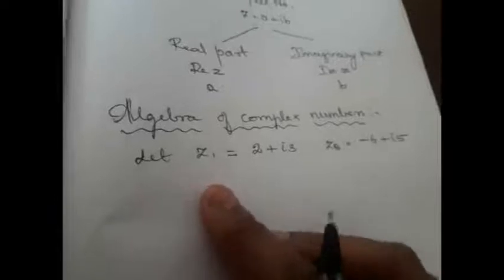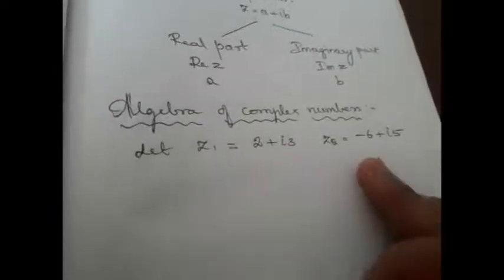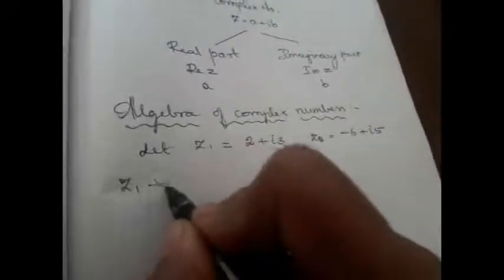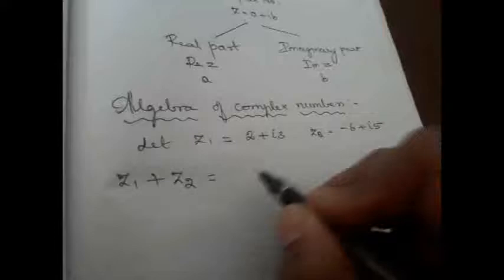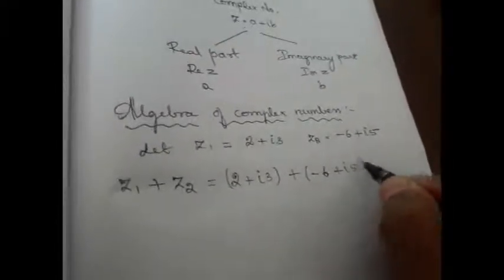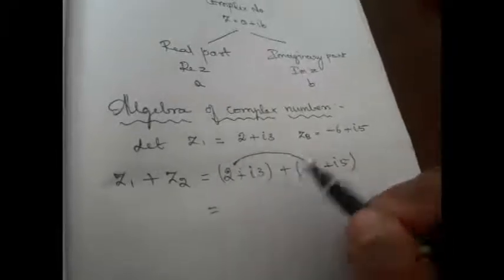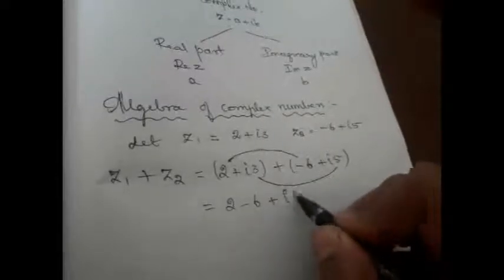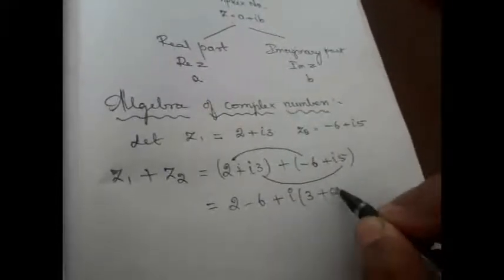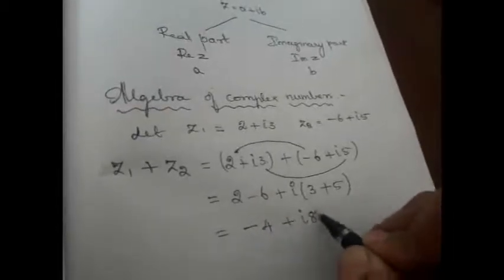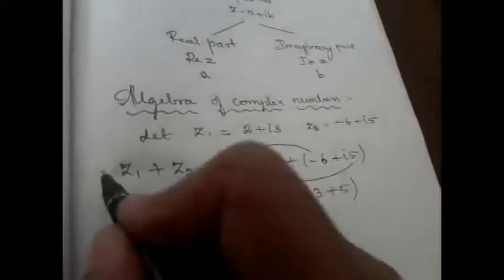Now let Z1, one complex number, be 2 plus 3i. The other complex number is minus 6 plus 5i. Now let us see how to add two complex numbers. So (2 plus 3i) plus (minus 6 plus 5i). As I told you, you should add the real part and the imaginary part. So 2 minus 6, plus i is common, right? So 3 plus 5. i is common in these two terms. So this is going to be minus 4 plus 8i. Minus 4 plus 8i is Z1 plus Z2. This is how you should add two complex numbers.